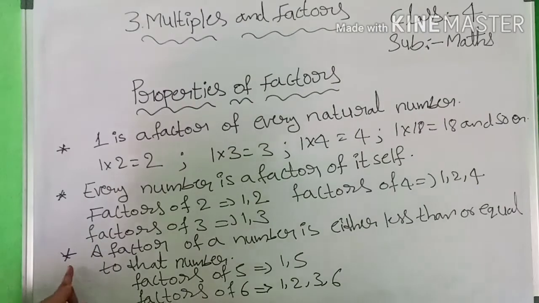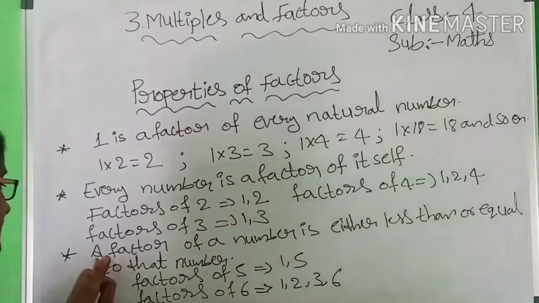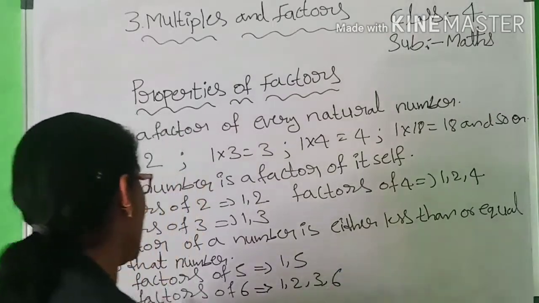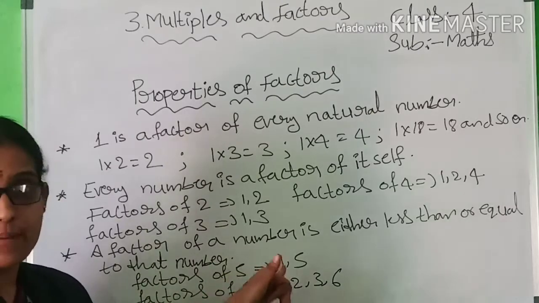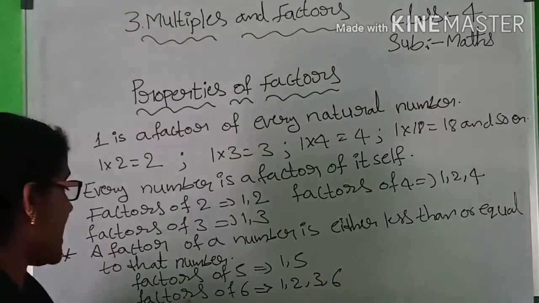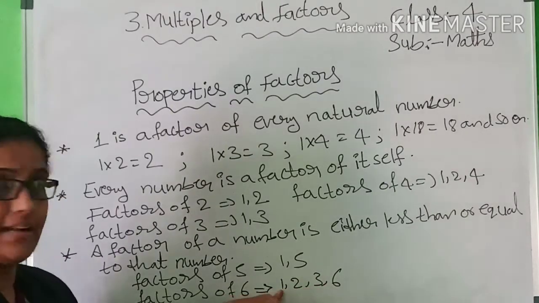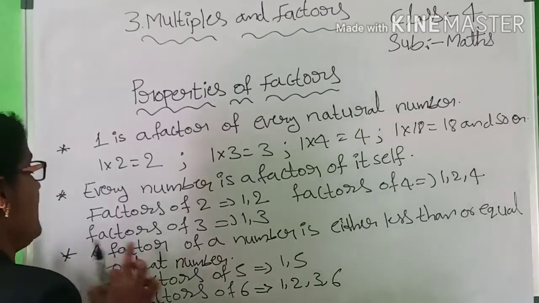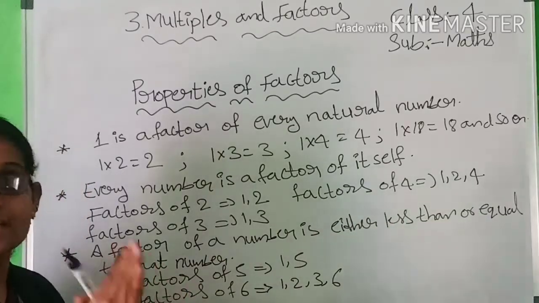Then, third one: a factor of a number is either less than or equal to the number. Okay, children, what is that? Factors of 5: 1 comma 5. Here 1 is less and 5 is equal. Now, next, factors of 6: 1, 2, 3, 6. These are less than the number and this one is equal to the number. Okay, children. A factor of a number is either less than or equal to that number.